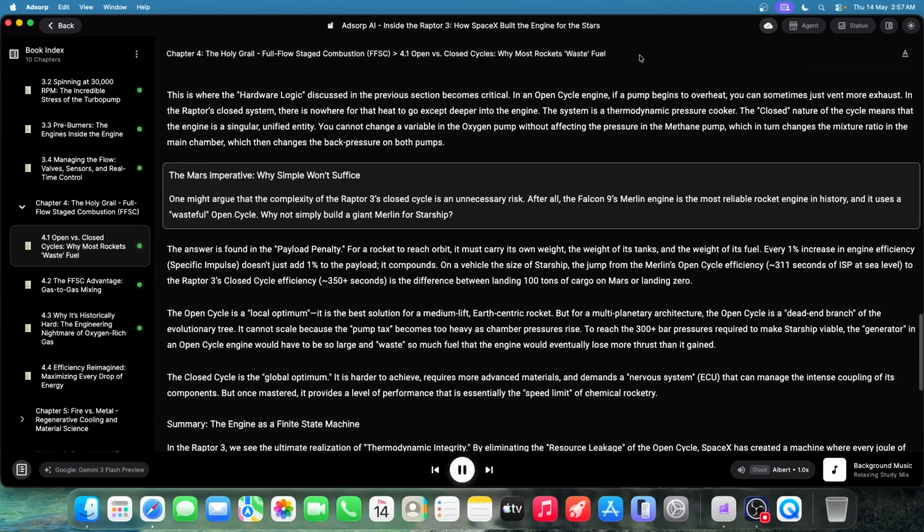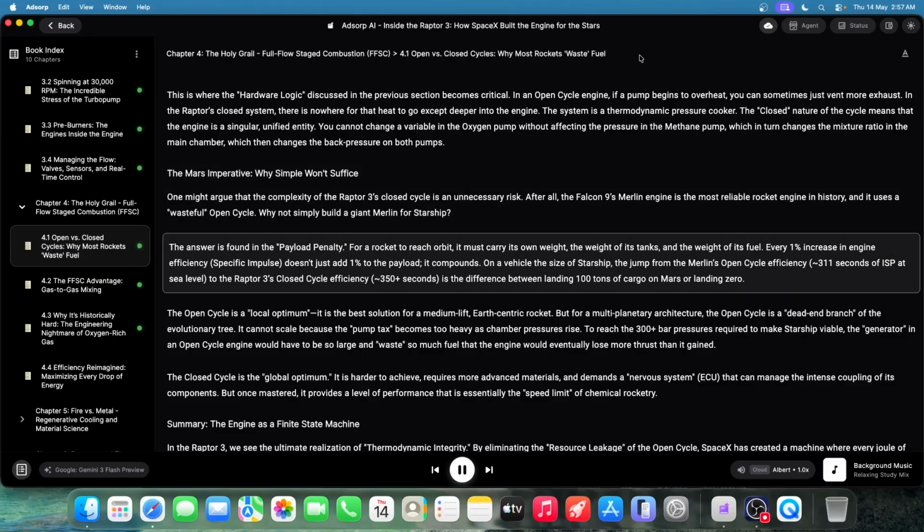In the Mars imperative, why simple won't suffice, one might argue that the complexity of the Raptor 3 closed cycle is an unnecessary risk. After all, the Falcon 9 Merlin engine is the most reliable rocket engine in history, and it uses a wasteful open cycle. Why not simply build a giant Merlin for Starship? And the answer is found in the payload penalty.